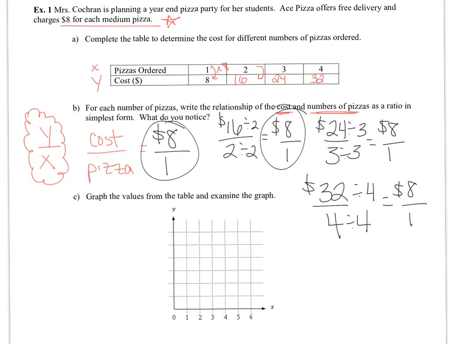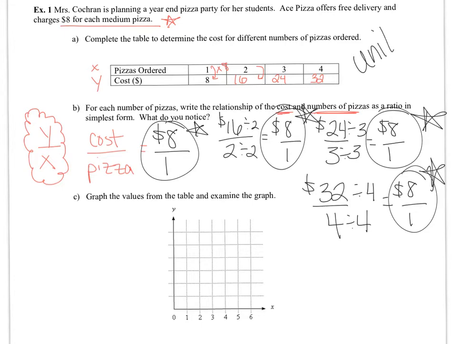Coincidence? I think not. Okay, this is important here. They're all the same. My cost will always be $8 for one pizza. No matter how many pizzas I order, I'm just going to take that amount of pizzas ordered and multiply it by 8. This right here, this $8 for one pizza, we've called this the unit price before.